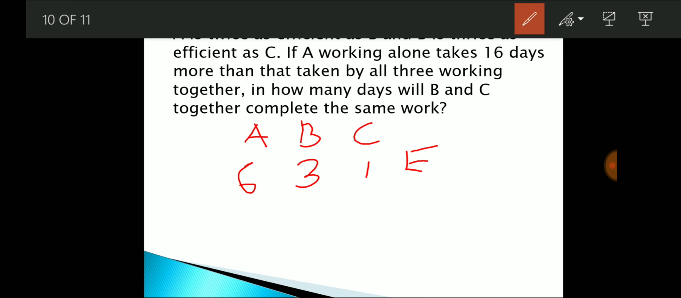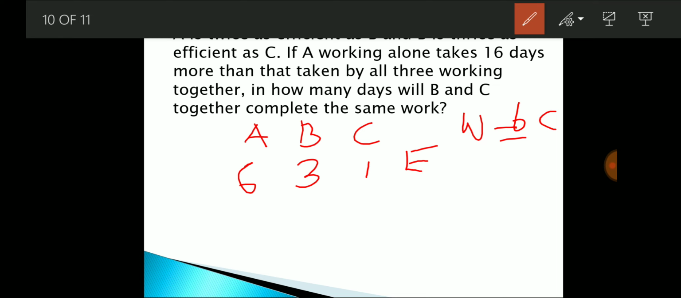So for that I'll have to consider my work. I don't know what is the work which has to be done. So what I'll do here is I'll take the LCM of all the three numbers, 6, 3, 1 for the efficiencies, and I'll take that as my work. So I'll take this as 6 chocolates which have to be eaten. LCM for 6, 3, 1 is 6 chocolates.